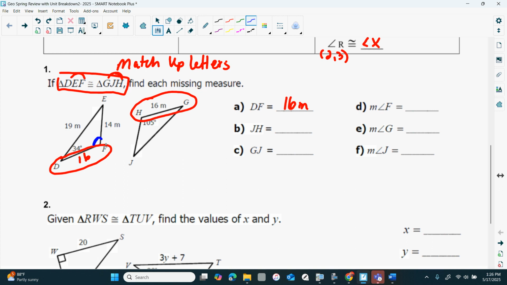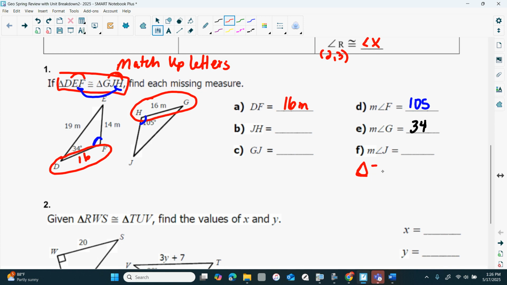Angle F is here. That is the last letter, and that matches up with angle H. And if I look, angle H is 105. And then when we get to, I believe it's our J here, the last angle, because I think you can see that our D and G match up, so that's the 34.